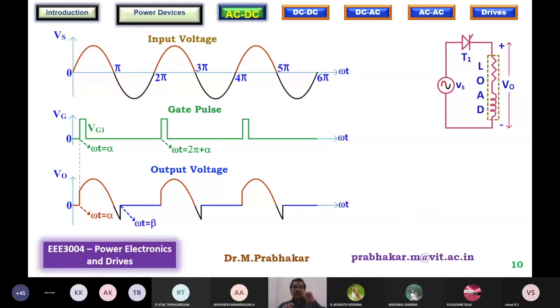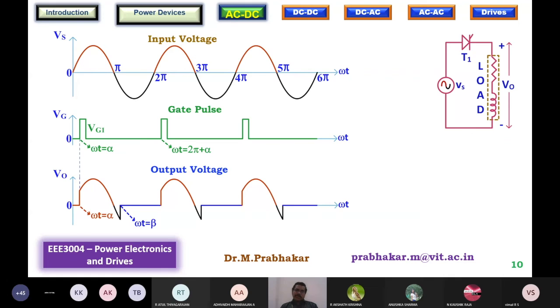Okay. So the key points are: alpha is the firing angle, beta is the extinction angle, and the conduction angle is beta minus alpha. When you have a load inductance, the stored energy in the inductor makes sure the SCR continues to conduct even after the supply voltage reverses. From 0 to alpha, the SCR remains in the forward blocking state. From alpha to pi, the SCR is in the on state.